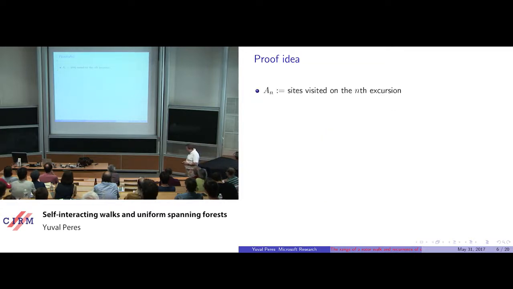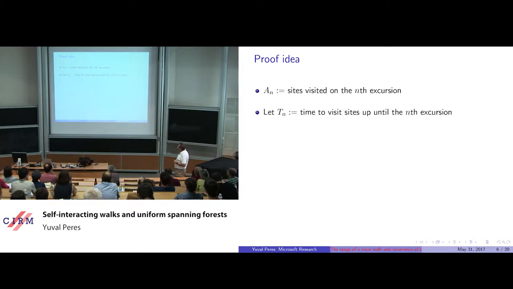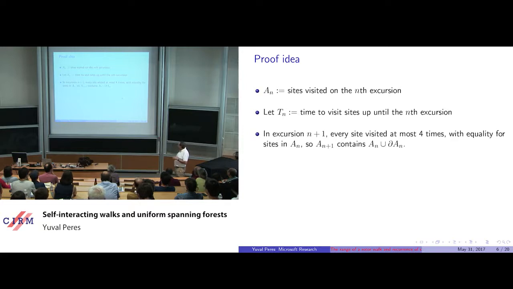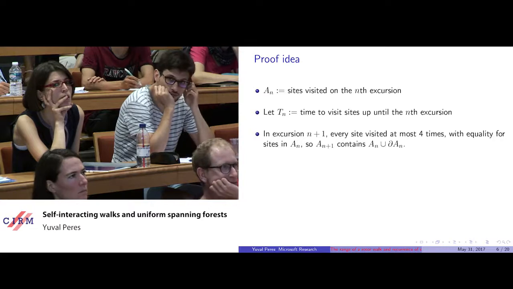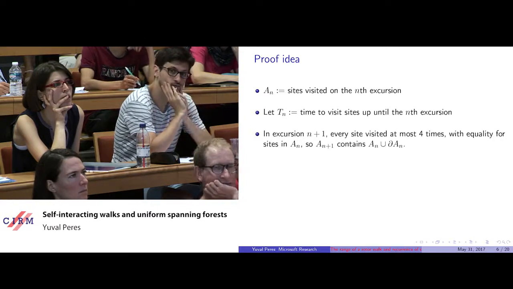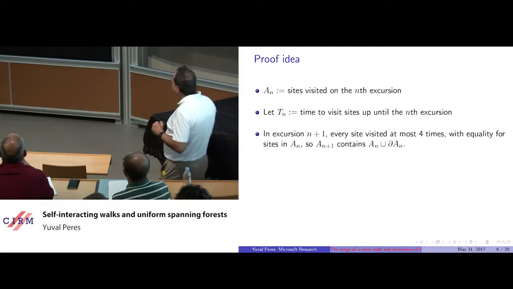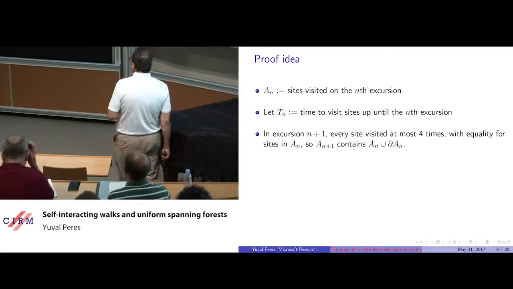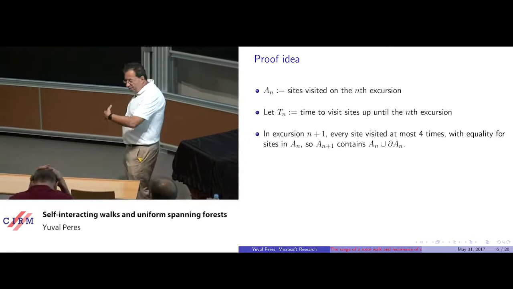So if A_n is the set of sites visited in the nth excursion, and T_n is the total time of all the first n excursions, then in excursion n+1, every site is visited at most 4 times, but the sites in A_n, that were covered by the previous excursion, are all visited, and also each of them is visited 4 times. The boundary of A_n is also visited.